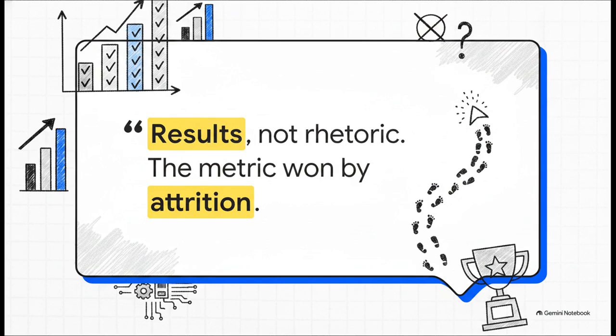What settled it was not rhetoric but results. The metric won by attrition. Season after season, it kept being right. I really want you to notice how powerful that framing is. You aren't winning because you're some smooth talker using clever rhetoric. You are winning by lasting. Your data just keeps being right day after day until the skeptics literally just run out of arguments.